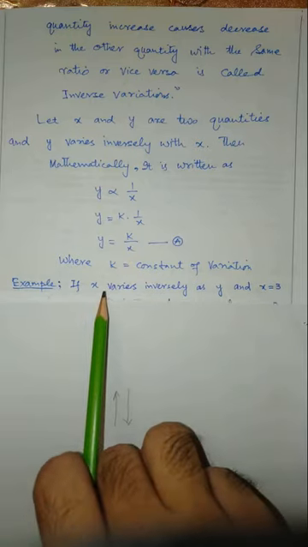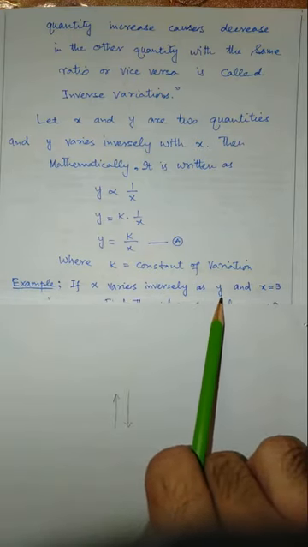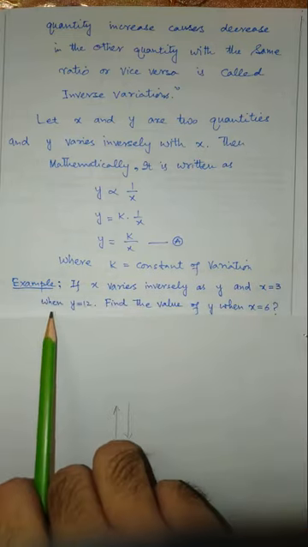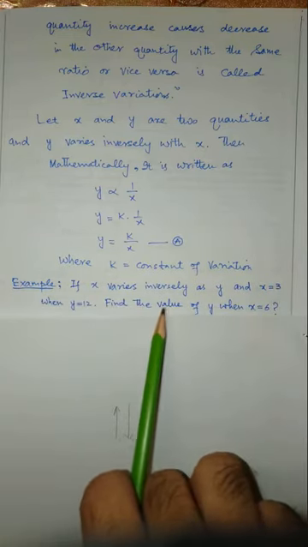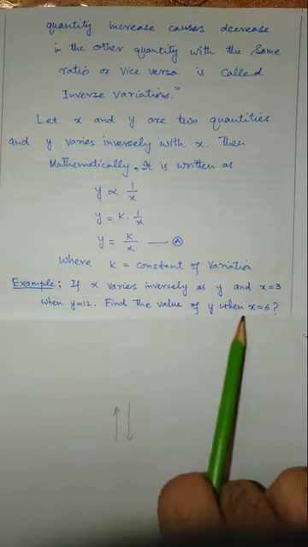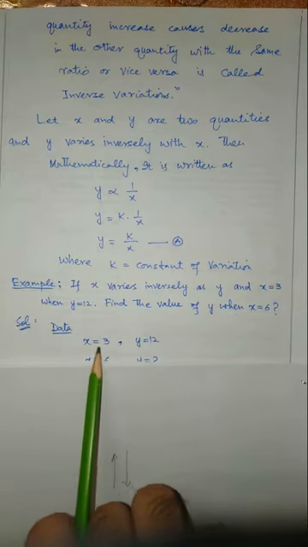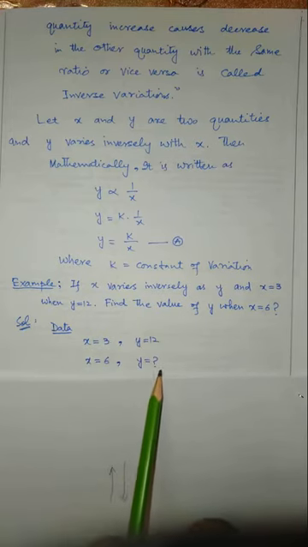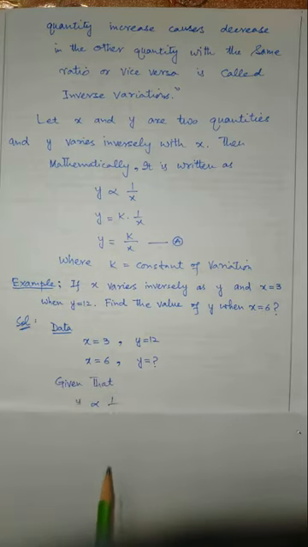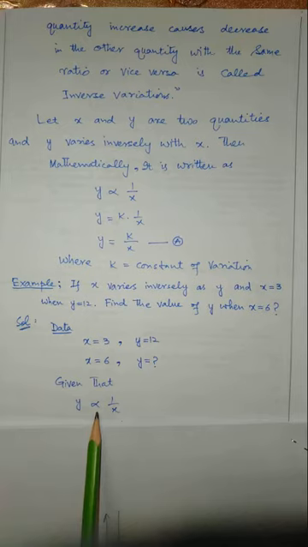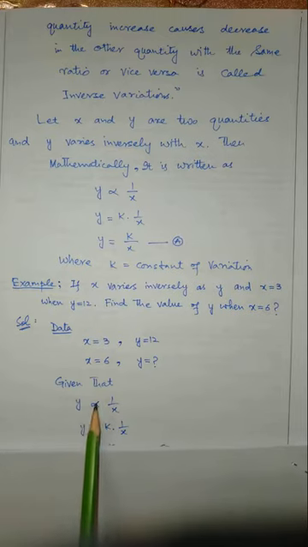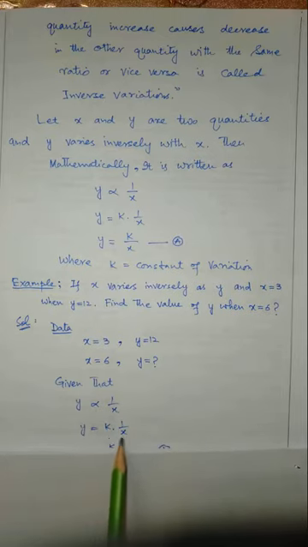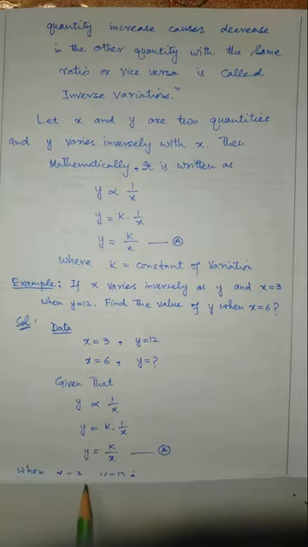Example: if x varies inversely as y and x is equal to 3 when y is equal to 12, find the value of y when x is equal to 6. Solution. The given data: x is equal to 3, y is equal to 12; x is equal to 6, y is equal to question mark, means find out. Given that y is inversely proportional to x, so y is proportional to 1 over x. To remove the proportionality, y is equal to k dot 1 over x. y is equal to k by x. This is called equation A.